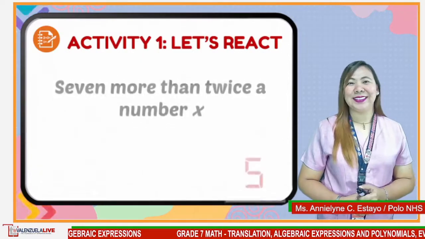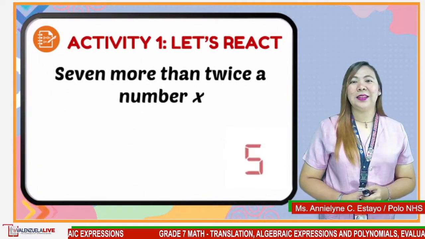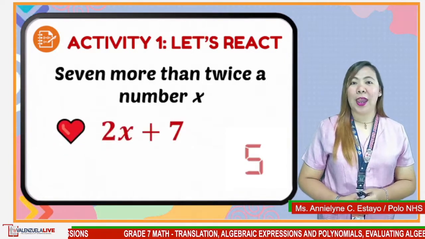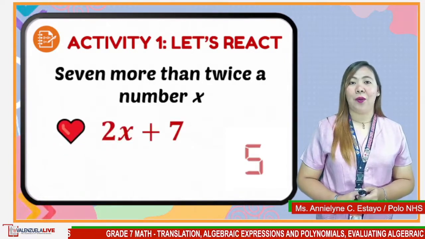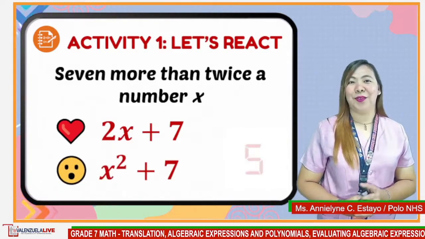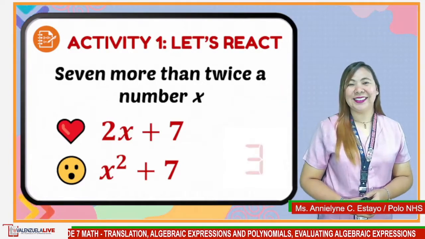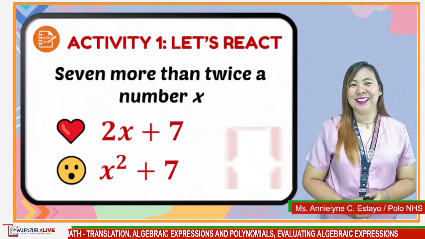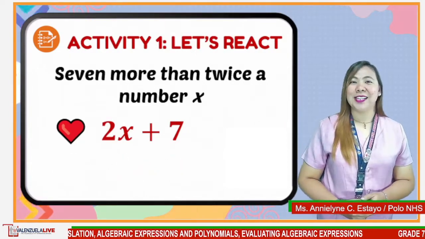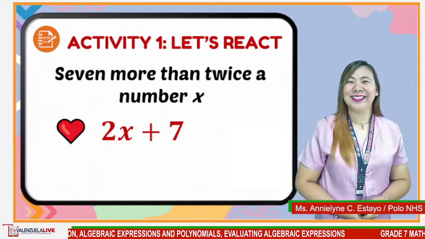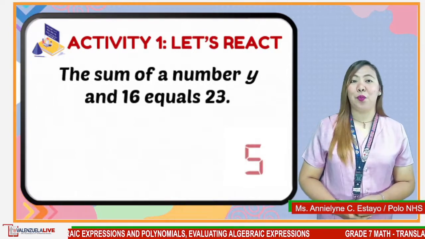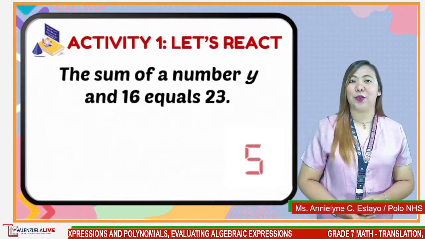Number 2: 7 more than twice a number x. For heart, it is 2x plus 7, and wow is x squared plus 7. 5 seconds, go. The answer is heart, 2x plus 7. Good job.